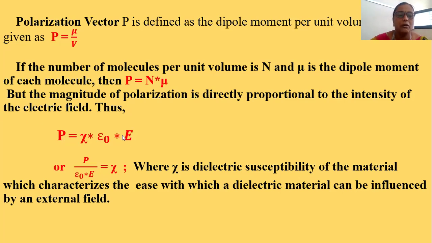Since they are directly proportional, in order to make them equal, we should introduce a constant. That is chi and epsilon naught, or P by epsilon naught E is equal to chi. Here chi is the dielectric susceptibility of the material, which is characteristic of dielectric materials and can be influenced by an external field. You should remember this equation: P is equal to chi epsilon naught E, where chi is the dielectric susceptibility.